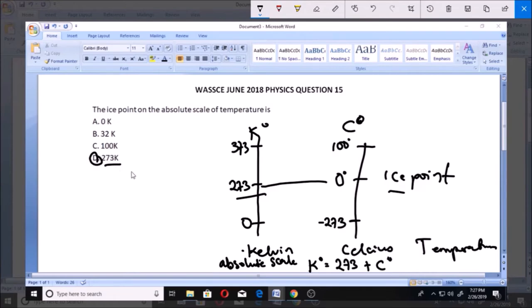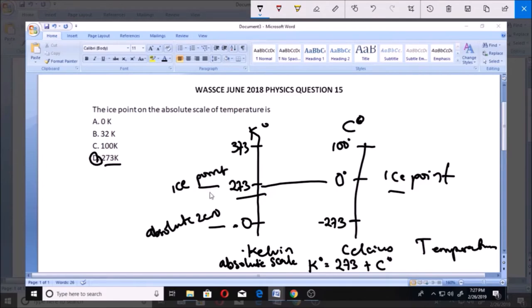So be very, very careful. You might be tempted to pick 0 Kelvin as the ice point. 0 Kelvin is the absolute zero. That's the absolute zero and not the ice point. Ice point is the temperature of ice, which is solid water. And that in Kelvin is 273.